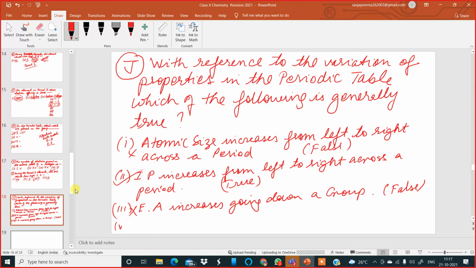False. Then subpart 4, option 4. Electronegativity increases going down a group. So what about this? False. This is also false. So this also cannot be the answer. So our correct option is option 2. Our correct option is what? Option 2. Am I clear, my dear boys?